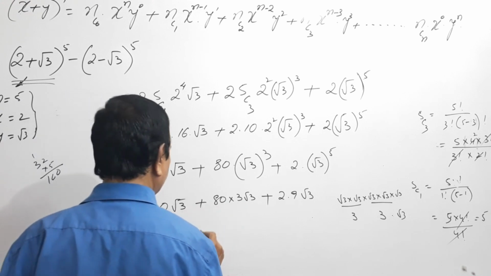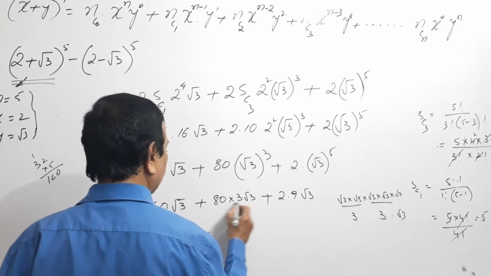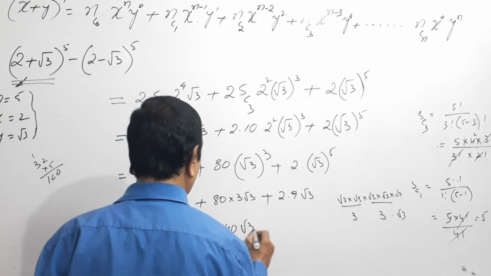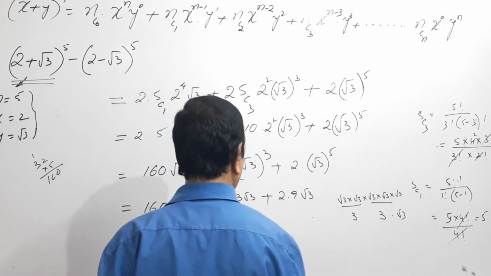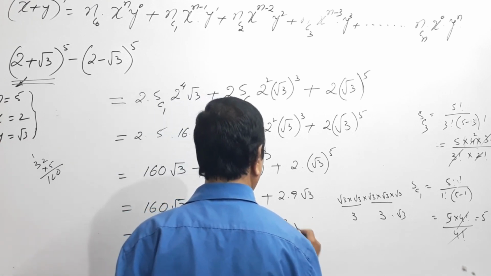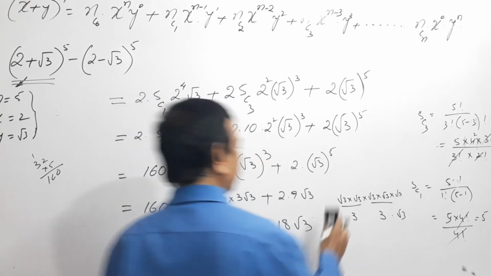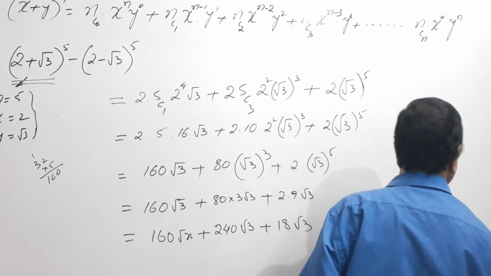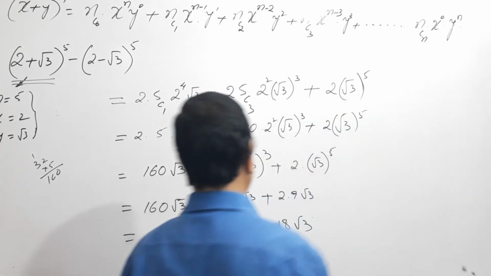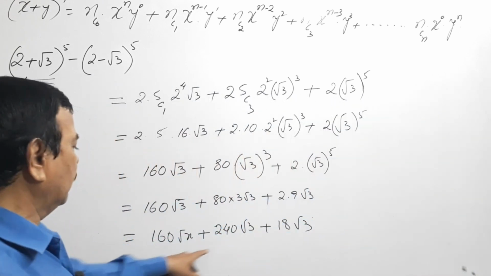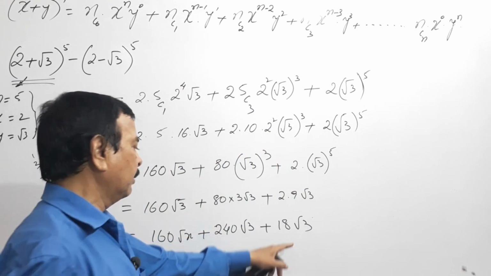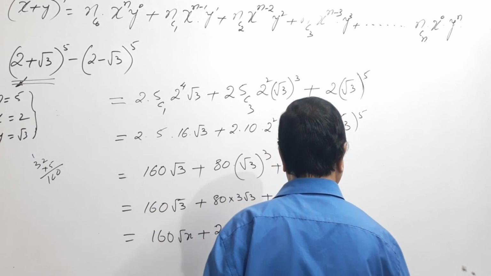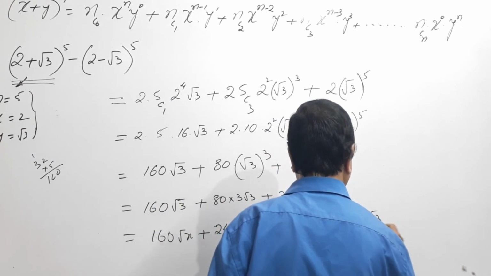3 8s are, this becomes 240 root 3 plus 18 root 3. So 160 plus 240 is 400 plus 18. This becomes how much? 418 root 3.